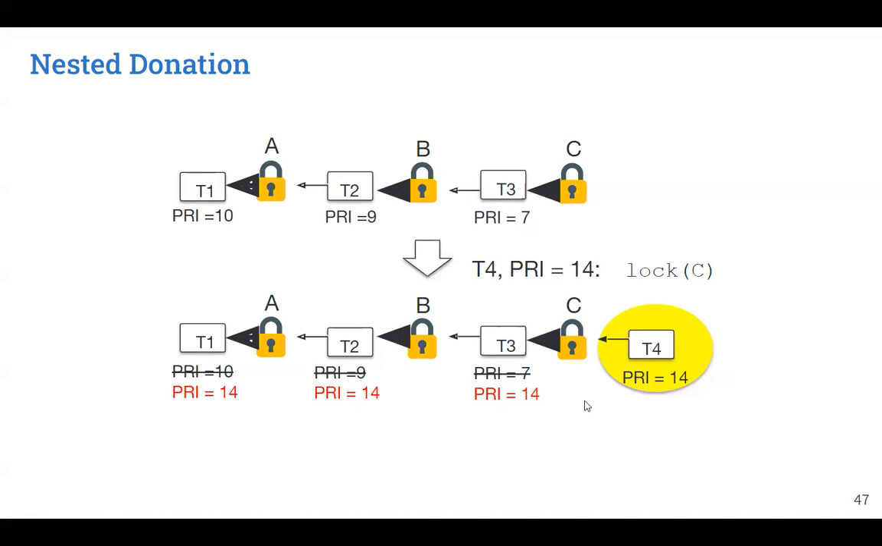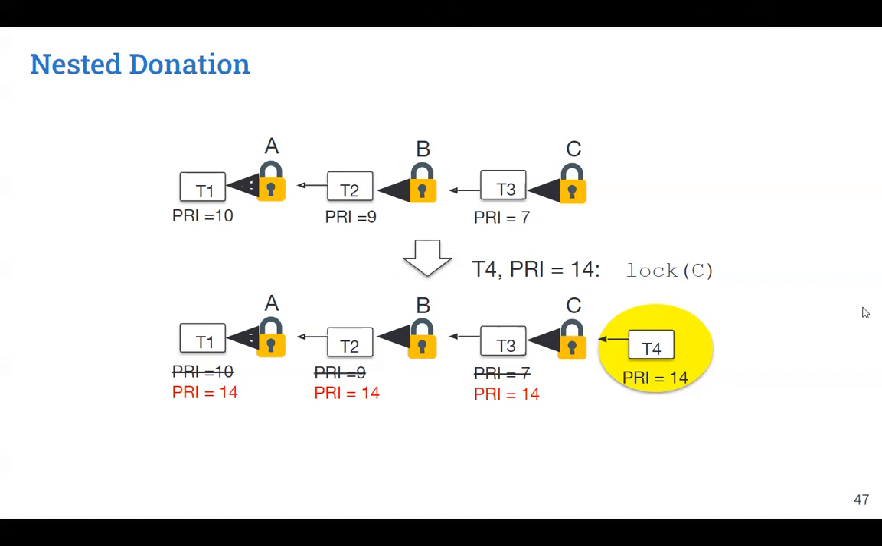And also, if there is a chain of locks, you should also donate it to its future waiters. So if we have a thread T3 with priority 7, T3 waiting for a lock held by T2, waiting for a lock held by T1, and if we have a T4 with priority 14, which wants to acquire lock C, we would not only donate its priority to T3, but we would also donate its priority to T2 and T1. This is called nested donation.